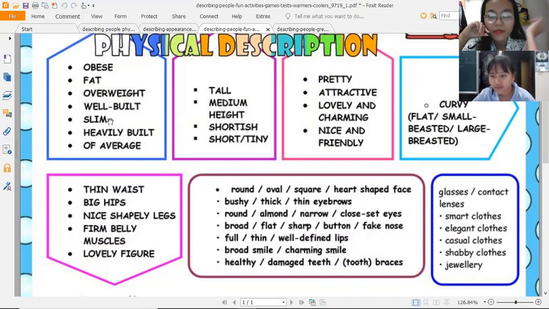Now, next one we have tall, medium height, shortish. What is shortish? Which height is short for you? For a person who is the same age as you? Okay, so which height is short? 150 centimeters. For a person the same age as you, 1m50 is short, is it correct? Yeah. Okay, so below 150 centimeters, below.